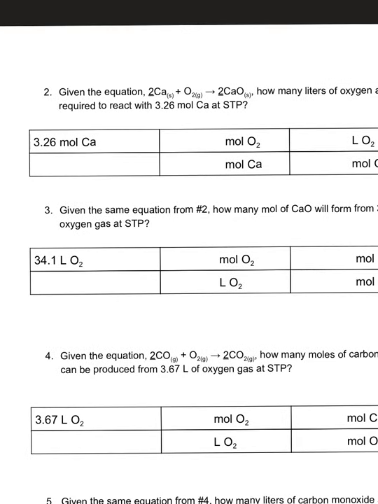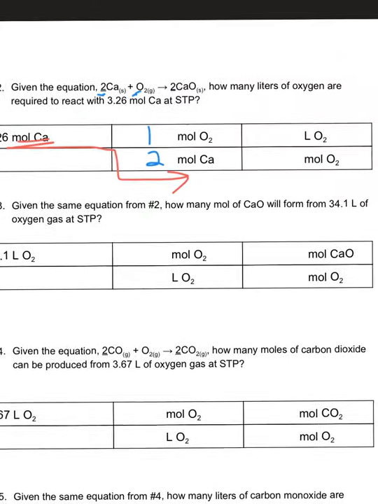Moles of calcium, remember what we do with it? Bring it down. That's exactly what we did here. And then we have moles of our unknown on top. So we have our mole ratio, mole on top, mole on the bottom. So what is the coefficient in front of oxygen? There is no number, so it's just 1. What is the coefficient in front of calcium? 2. Okay? So you move on.